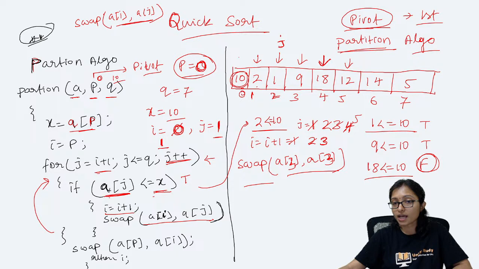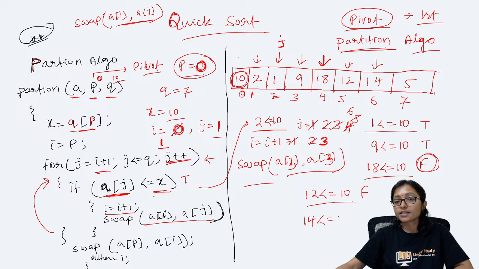Now what will happen? 12 is less than or equal to 10. Is it true? It is again false. Again i value will not be updated, j value will be updated to 6. 14 is less than or equal to 10. It is also false. Again i value is not updated, j value is updated to 7.